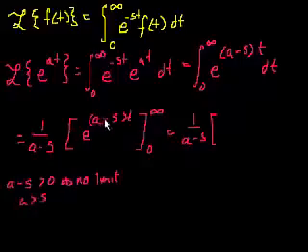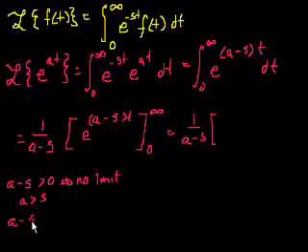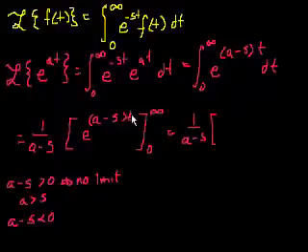Now, what happens if a minus s is less than 0? Well then this is going to be some negative number here, right? And then if we take e to an infinitely negative number, well then that does approach something. That approaches 0, and we saw that in the previous video. And I hope you understand what I'm saying, right? E to an infinitely negative number approaches 0, while e to an infinitely positive number is just infinity, so it doesn't really converge on anything.